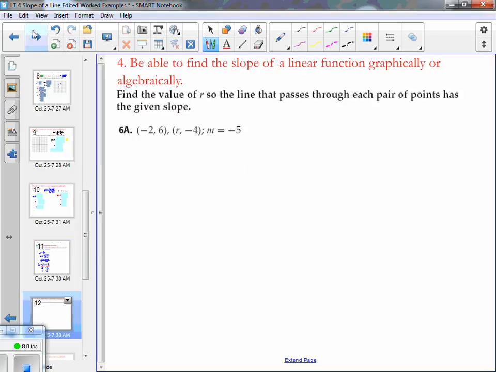All right, let's do another one like that. Do this one. Find r so that the slope equals negative 5.